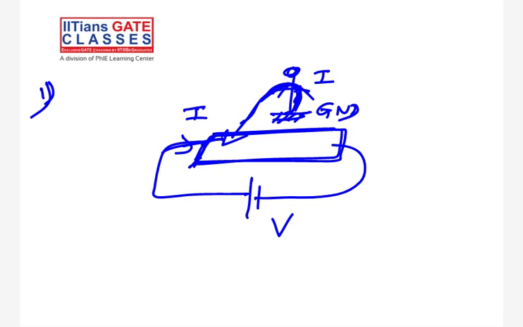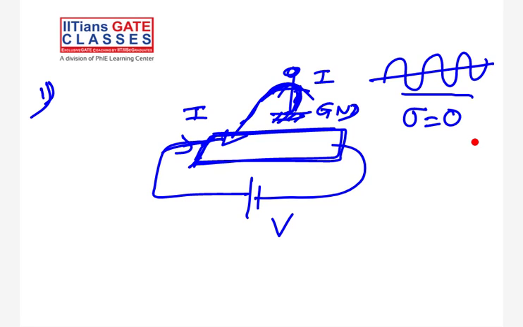So first of all, when electromagnetic waves are propagating in free space, the conductivity of the free space will be zero. This is the major dominant term here. If any particular medium has a conductivity, it will support the flow of current.